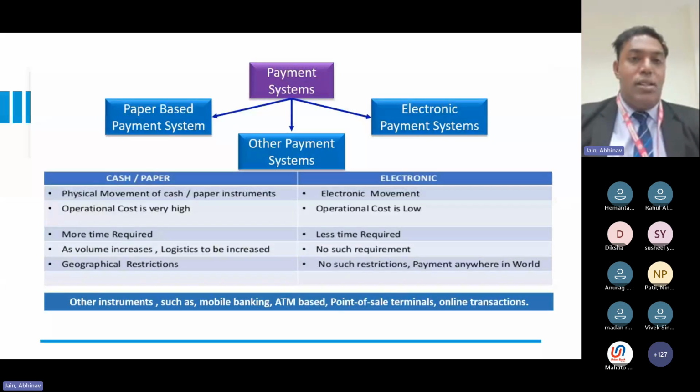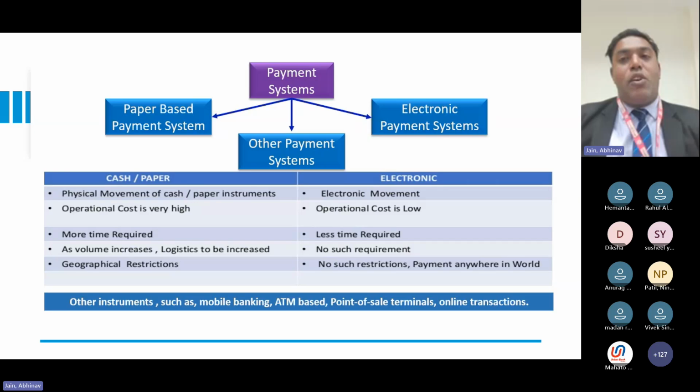35% of the transactions. So, as I told you, the payment system in India comprises three elements: paper-based, others like your ATM, etc., and third, the electronic payment system. Let us try to differentiate between the paper or cash mode and the electronic mode, and see what the benefits of an electronic mode are. In cash or paper mode, physical movement, as you all know, is there. Operation cost is high, and time is required. If the volume increases, logistic cost also increases, and there are some geographical restrictions.